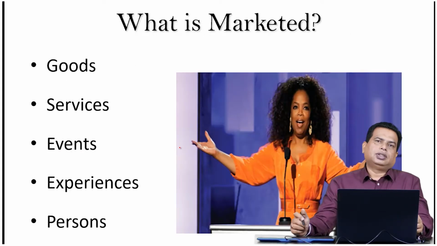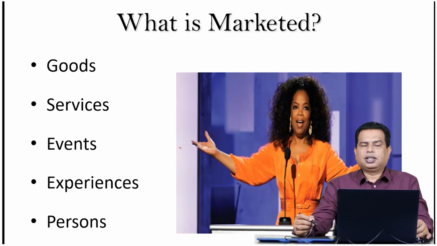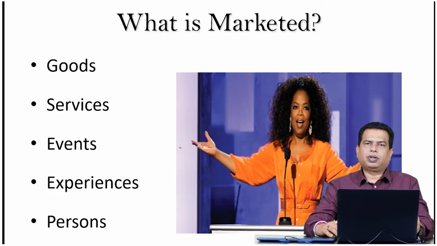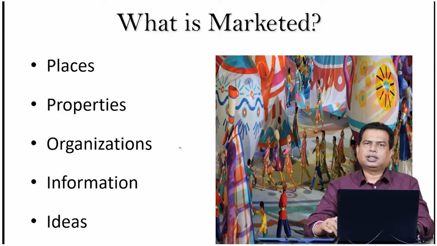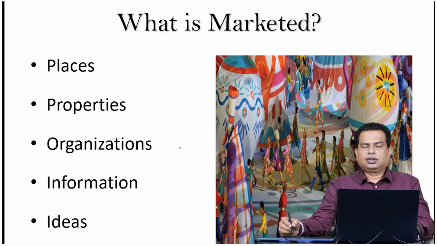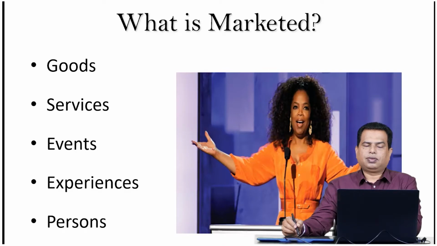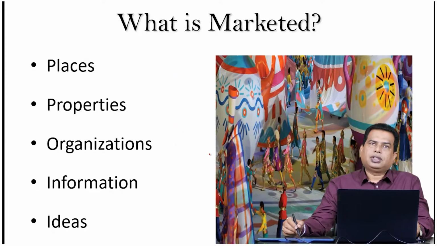So these are some of the things that are going to be marketed, not only products and services. When I say product, I mean all these things: goods, services, events, experiences, and even persons. Then places, properties, organizations, information, as well as ideas. This list includes about ten entities which are going to be marketed by a marketer. So when I talk about products and services, I mean all these things.